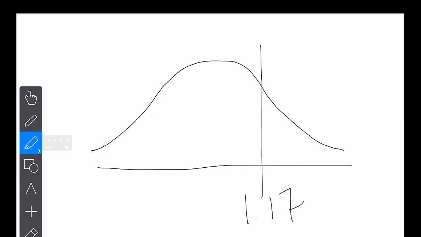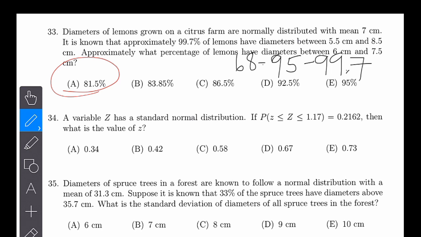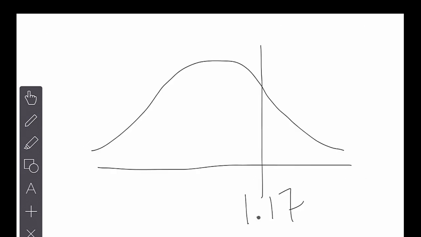Seriously, I don't know how to do periods there. 1.17. And then the little z is somewhere to mark, little z hits somewhere such that this is 21.62. Now, note I'm unsure if it goes here before the 50% mark or after the 50% mark.